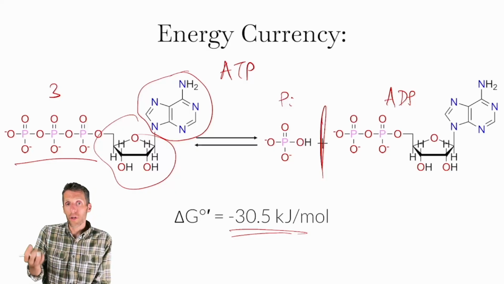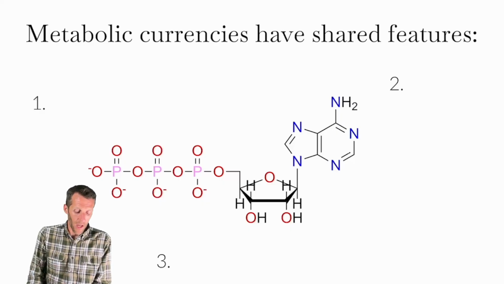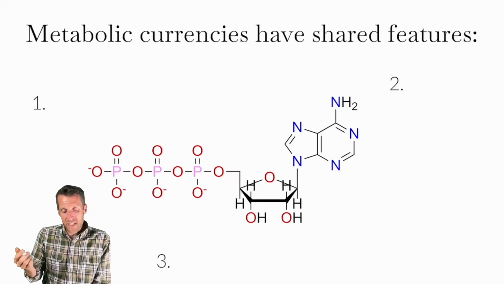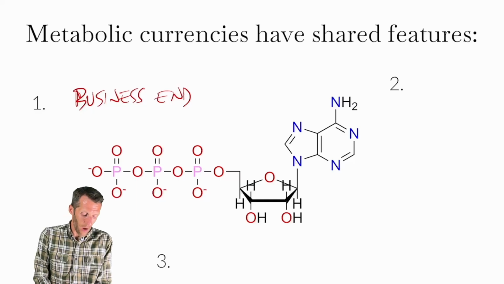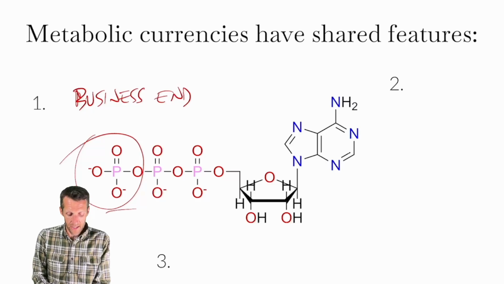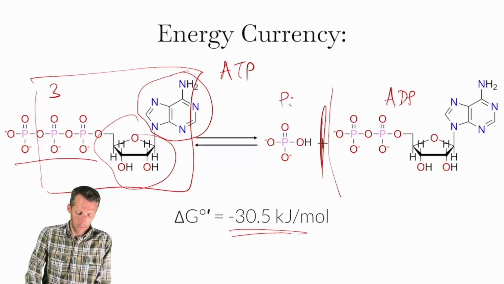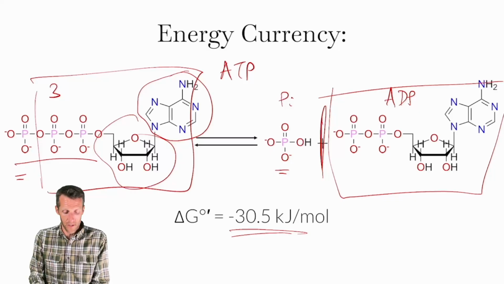Okay, cool. What are the features of currencies? It turns out they really all have three, and we can see how these are exemplified with ATP. In the most technically complicated, sciencey sounding vocabulary possible, these features are a business end, which I guess I'll talk about right now. You look at an ATP molecule, there's only one part of it that does interesting things, right? This side gets chopped off or not. The rest of the molecule doesn't change at all. So there's a small business end, a relatively small part of the molecule that does all the interesting chemistry.